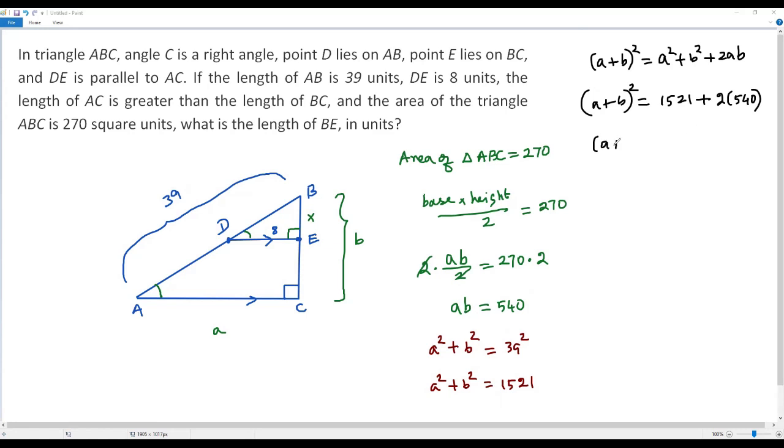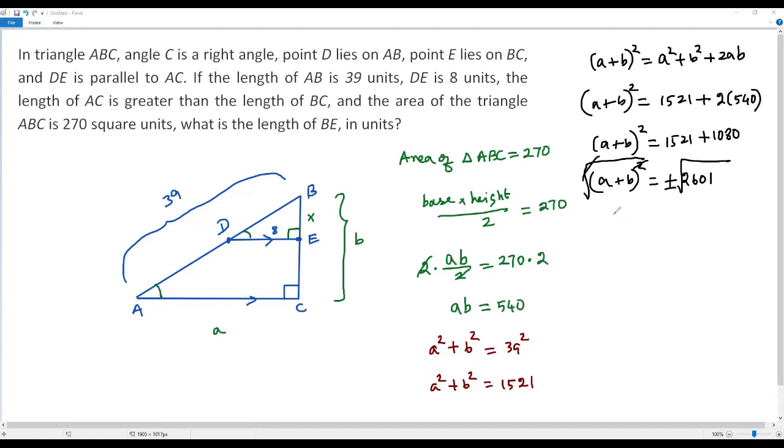Okay, a plus b the whole square equals 1521 plus 1080. Now let me add 1521 plus 1080. I am getting 2601. Okay, now to get rid of the exponent 2 over here, let me take a square root on both sides of this equation. And here on the left side, the square root and square will cancel out. Usually when we take the square root on both sides of an equation, one of the square roots will cancel out. And for the other square root, we'll consider positive or negative sign.